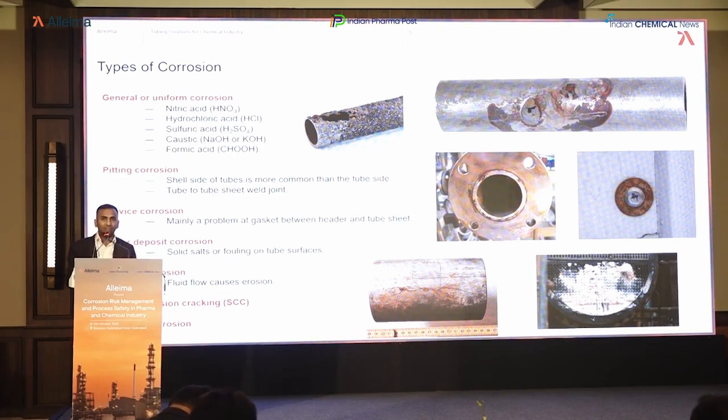Then galvanic corrosion. We are all well aware that it is an electrochemical reaction where different materials with different galvanic potentials, if used together, the material with the lower galvanic potential will deteriorate fast. So that is a type of corrosion that we call galvanic corrosion.